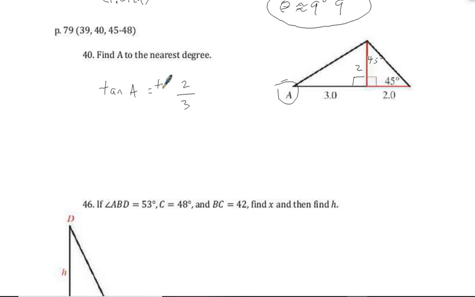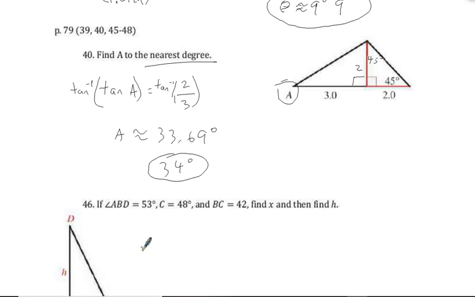And we're going to take the tangent inverse of both sides of the equal sign and find that A is approximately 33.69 degrees. But they said round to the nearest degree, and therefore this 6 makes this 3 a 4. 34 degrees approximately for angle A.